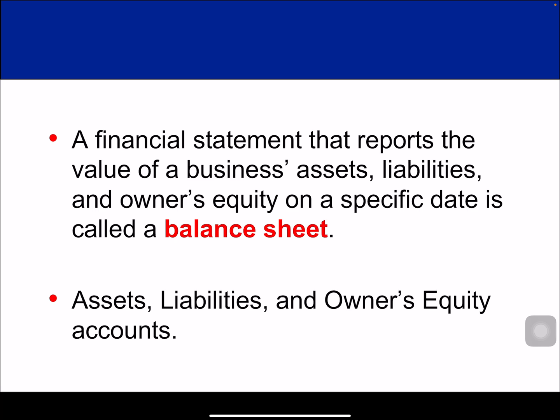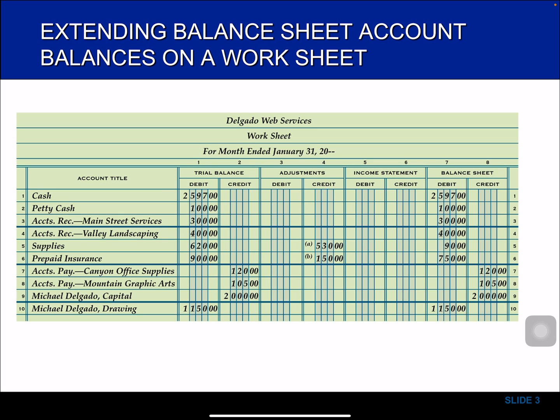A financial statement that reports the value of our business's assets, liabilities, and owner's equity on a specific date is called a balance sheet. So again, our balance sheet is going to contain assets, liabilities, and owner's equity accounts. The same accounts we started with when we had our accounting equation. Extending balance sheet account balances on a worksheet.